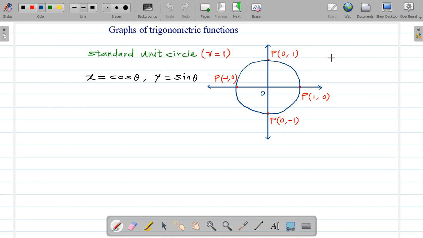Dear students, in this lecture from the concept graphs of trigonometric functions, today we are going to draw the graph of sec function, that is y is equal to sec x. Now here first of all we will revise the concept that already we have defined all the trigonometric ratios on the standard unit circle like this.